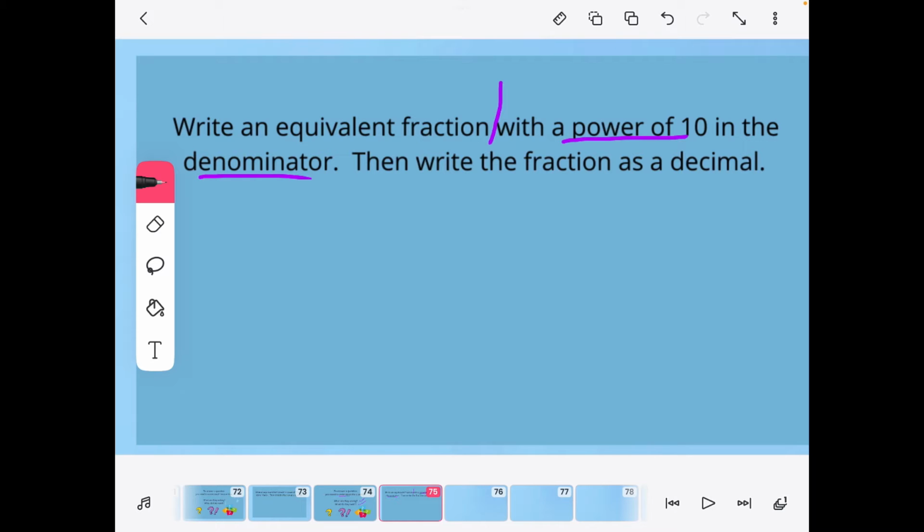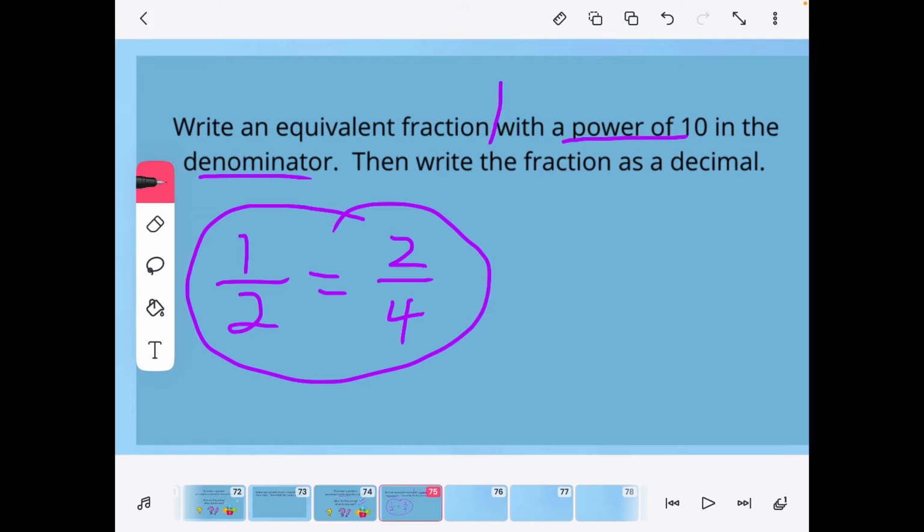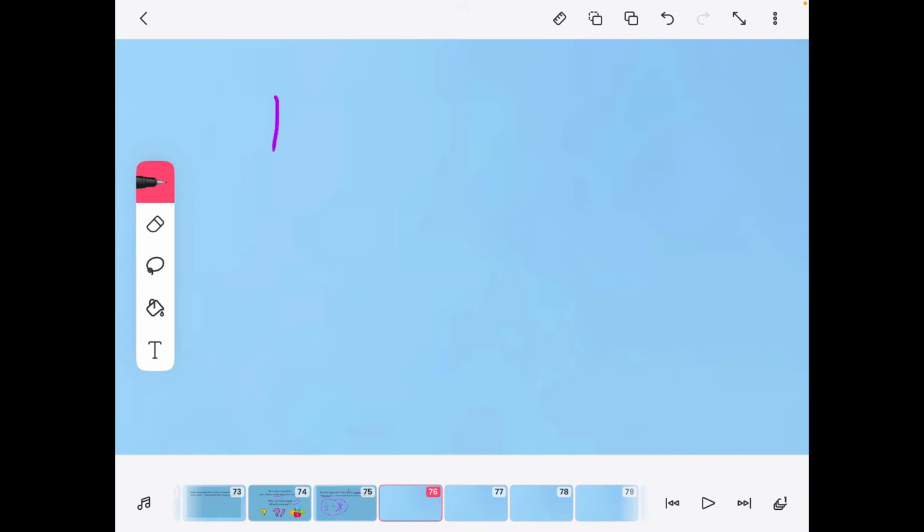Suppose I have a fraction 1/2, okay? And that would equal what? How about 2/4? But that's not what they want. They want an equivalent fraction. This is equivalent, but it's not to a power of 10. So I need to make this to a power of 10. So if I take 1/2 times what will give me a power of 10?